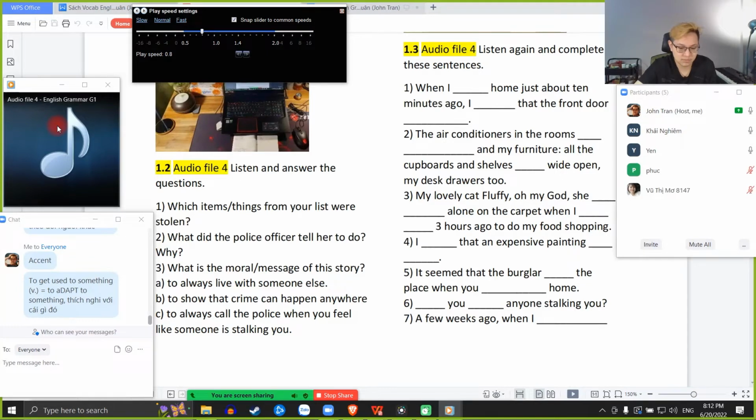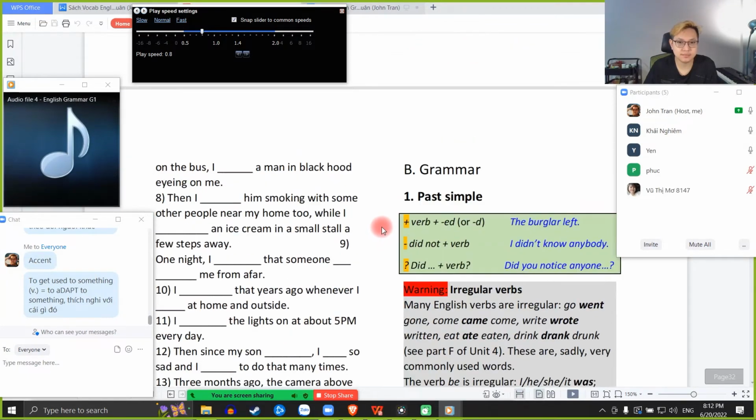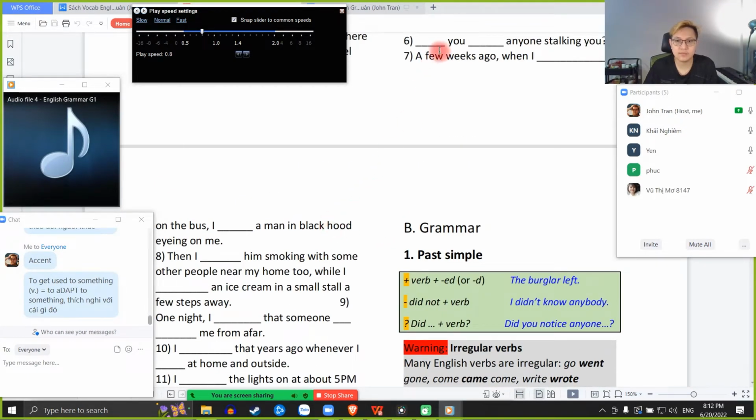Like someone following you? Yes, a few weeks ago, when I was traveling on the bus, I noticed a man in black who was eyeing me. Then I saw him smoking with some other people near my home too, when I was enjoying an ice cream outside a small shop a few feet away. One night, I realized that someone was watching me from afar, but of course I couldn't see clearly who they were. It seems like he was trying to learn about your daily routine, to know that you lived alone with your cat.